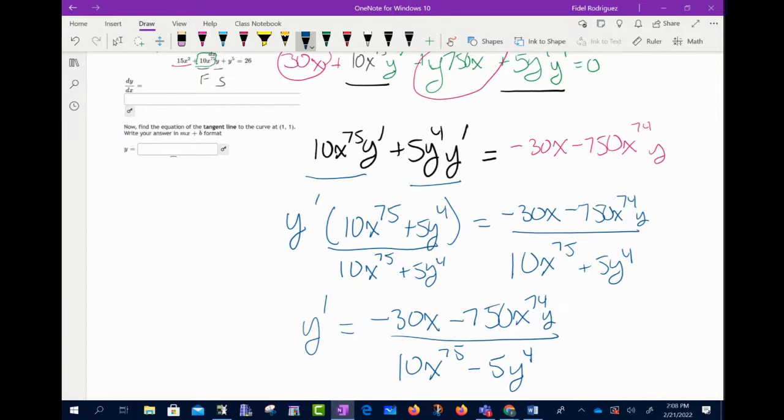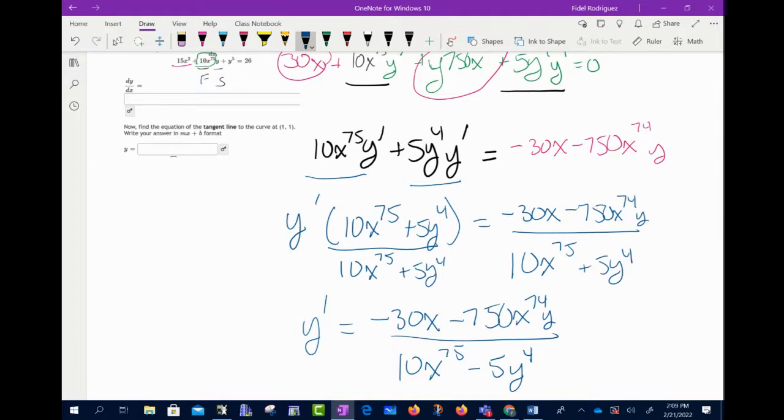Okay, we found our derivative. So if you're using dy dx, you're going to have dy dx equals negative 30x minus all that stuff over all that other stuff, or you're going to write it using y prime. It's the same thing, right?